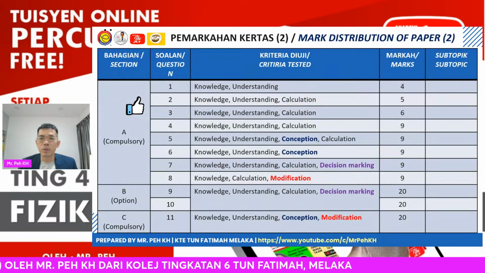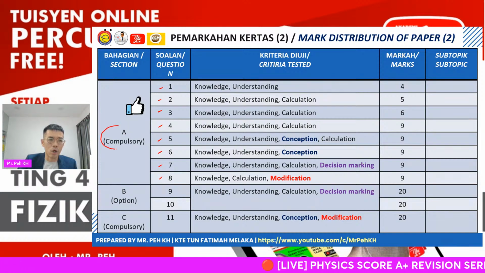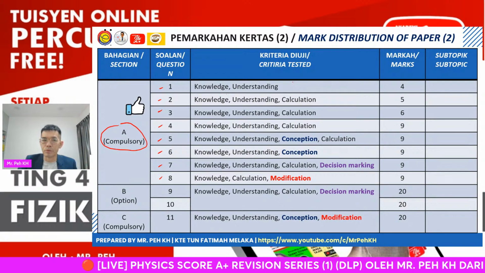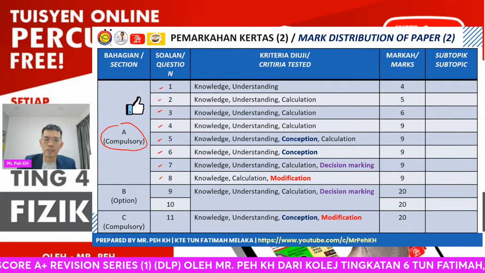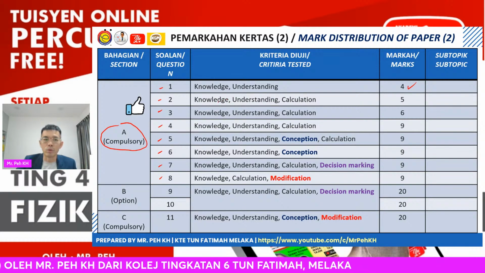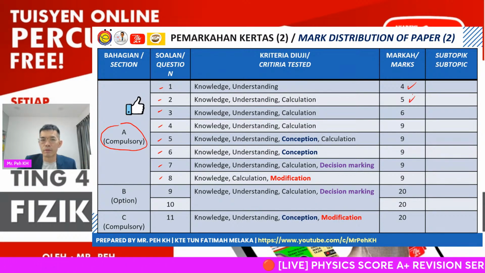Okay, so here let us look at the marks distribution for paper 2. As mentioned just now, you are going to see 8 questions in section A, and all the questions are compulsory to answer. The criteria tested for question number 1 will be knowledge and understanding, about 4 marks. Then question number 2 will test you on knowledge, understanding, and calculation. The total marks for question number 2 will be 5.